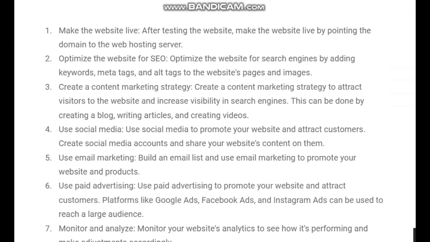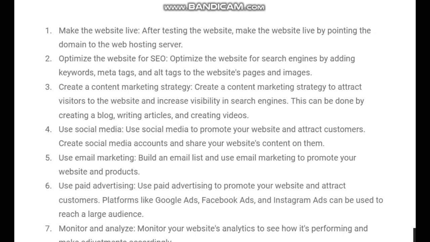Optimize the website for SEO. Optimize the website for search engines by adding keywords, meta tags, and alt tags to the website's pages and images. Create a content marketing strategy. Create a content marketing strategy to attract visitors to the website and increase visibility in search engines. This can be done by creating a blog, writing articles, and creating videos.